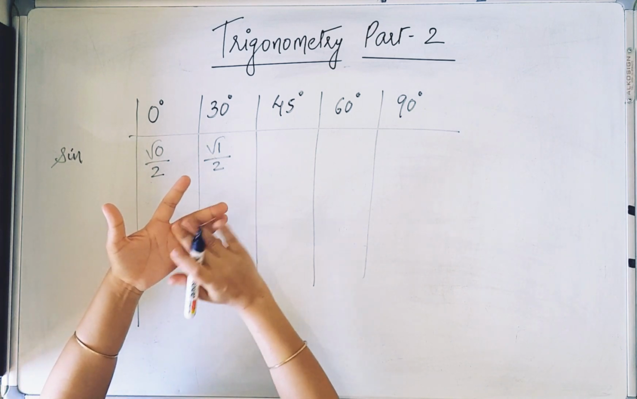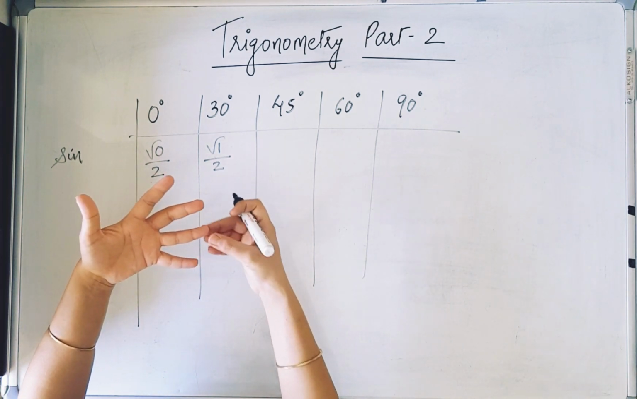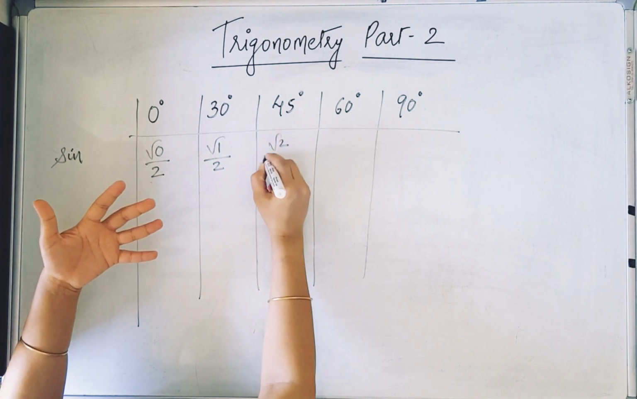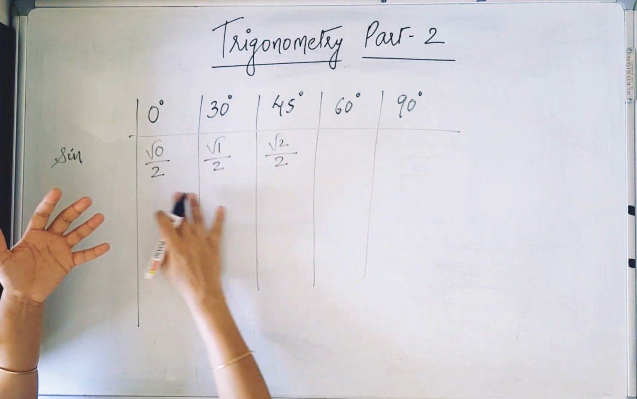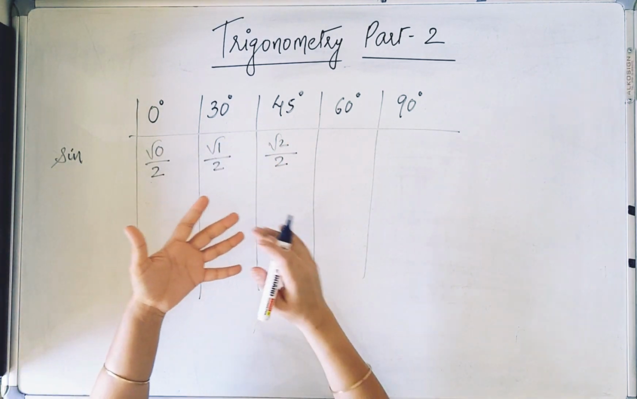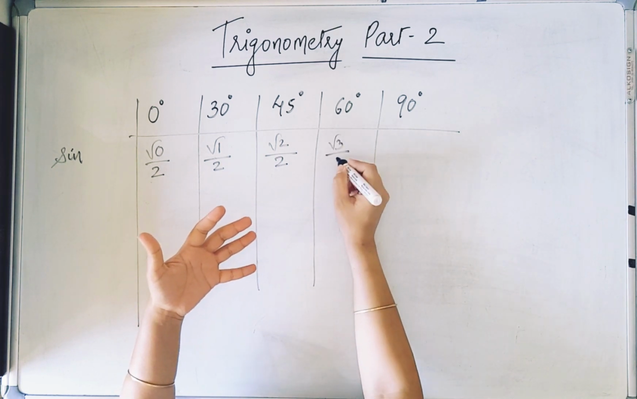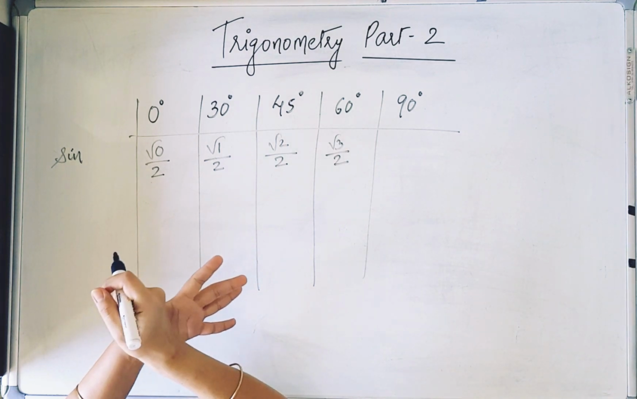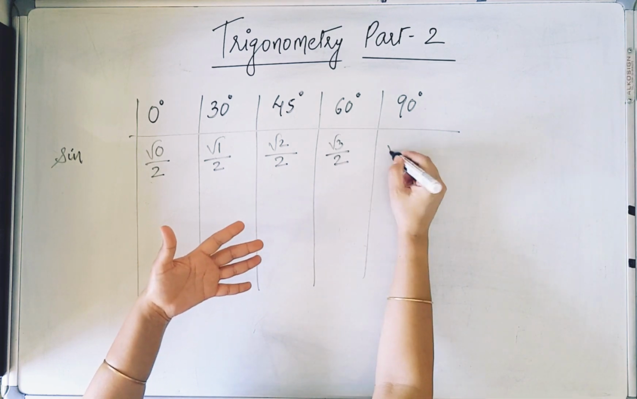Sine 45. This finger is 45. Below this finger how many fingers are there? 2 fingers. So it will be square root of 2 by 2. Whatever comes has to be written in square root, and 2 has to be written below always. Sin 60: we have 3 fingers, so √3 divided by 2. Similarly, sin 90: we have 4 fingers below this, so √4 by 2.